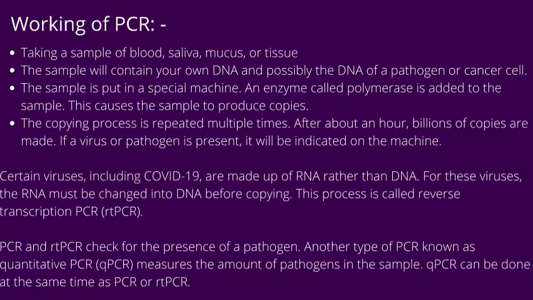Working of PCR: taking a sample of blood, saliva, mucus, or tissue. The sample will contain your own DNA and possibly the DNA of a pathogen or cancer cell. The sample is put in a specific machine and analyzed. An enzyme called polymerase is added to the sample. This causes the sample to produce copies.